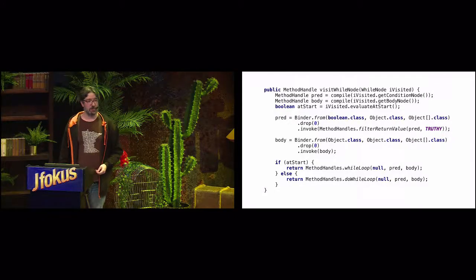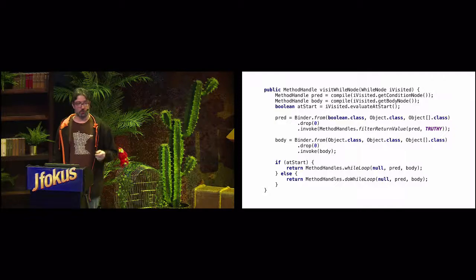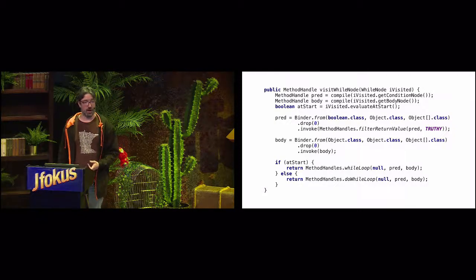And now that we have loops, we can also do while loops in the Ruby language. We compile our predicate for the loop. We compile our body for the loop. We check whether we're doing a while or a do while. And then we compose these together using either the while loop call or the do while loop.